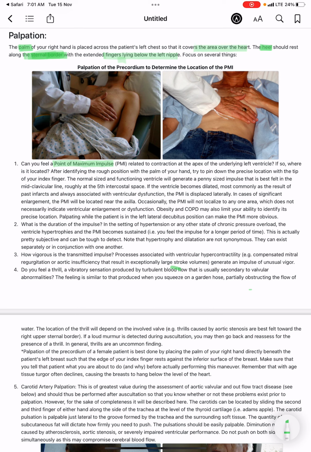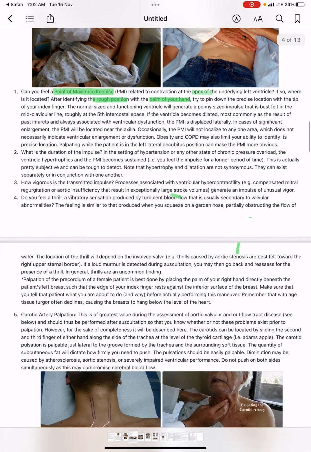Heel along the sternal border, extended fingers below the left nipple. Can you feel a point of maximum impulse related to contraction at the apex of the underlying left ventricle? If so, where is it located? After identifying the rough position with the palm of your hand, try to pin down the precise location with the tip of your index finger.